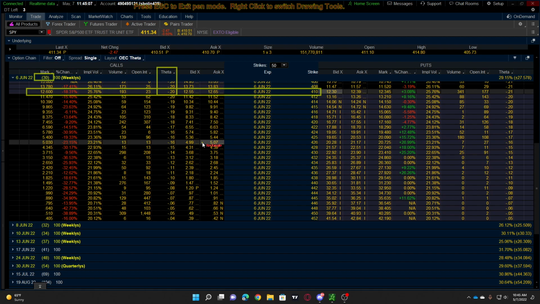Usually, the question I get from newer traders is, when do they do that? Because obviously, if you're going to buy it, you want to buy it after they deducted the theta. And if you're the one selling it, you want to sell it right before they do deduct the theta, right? So when do they do that?